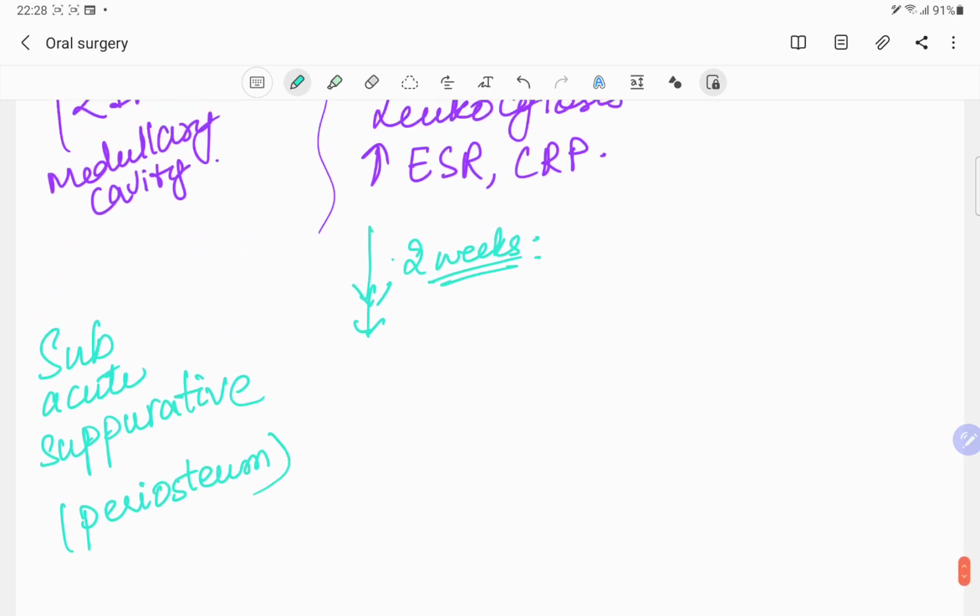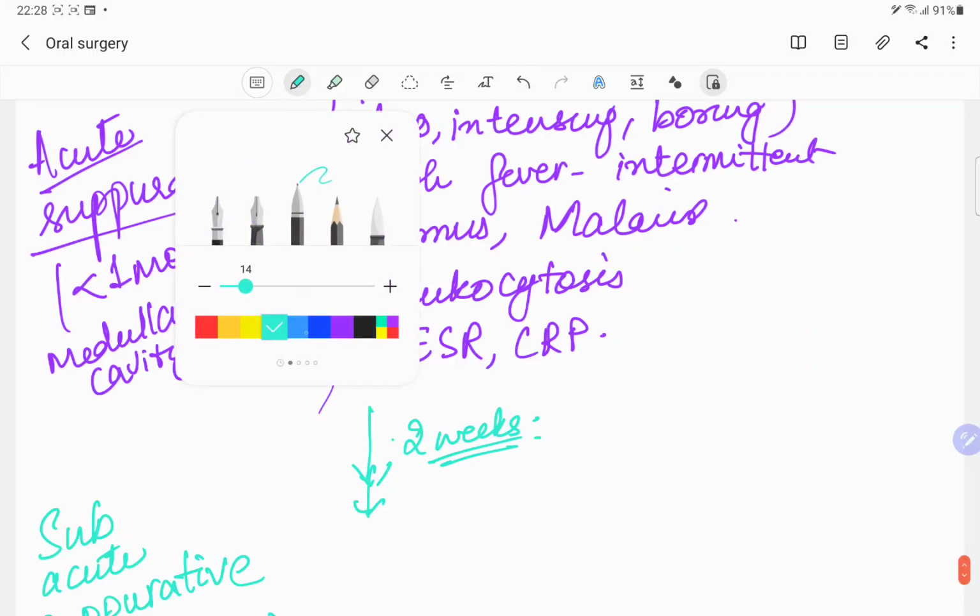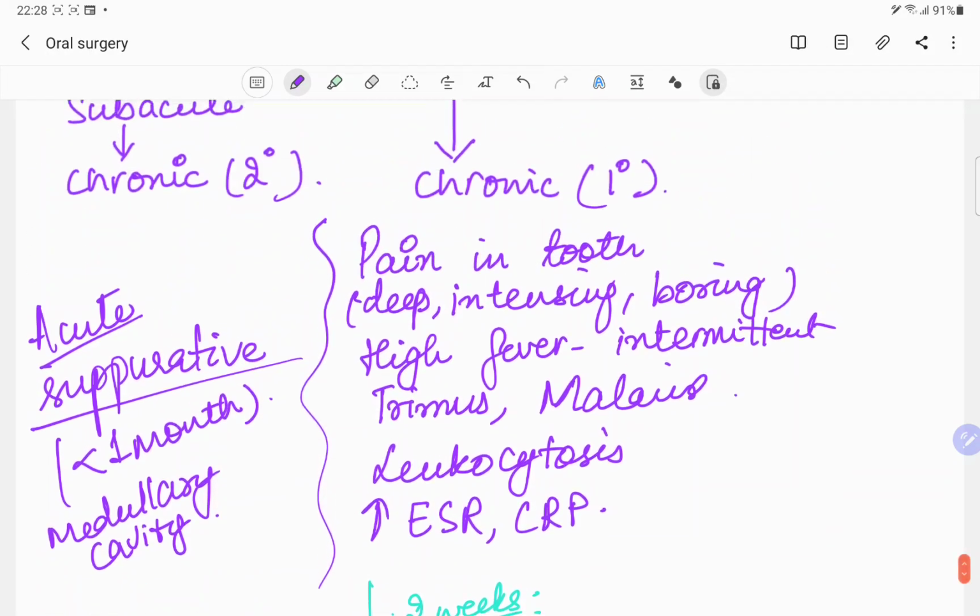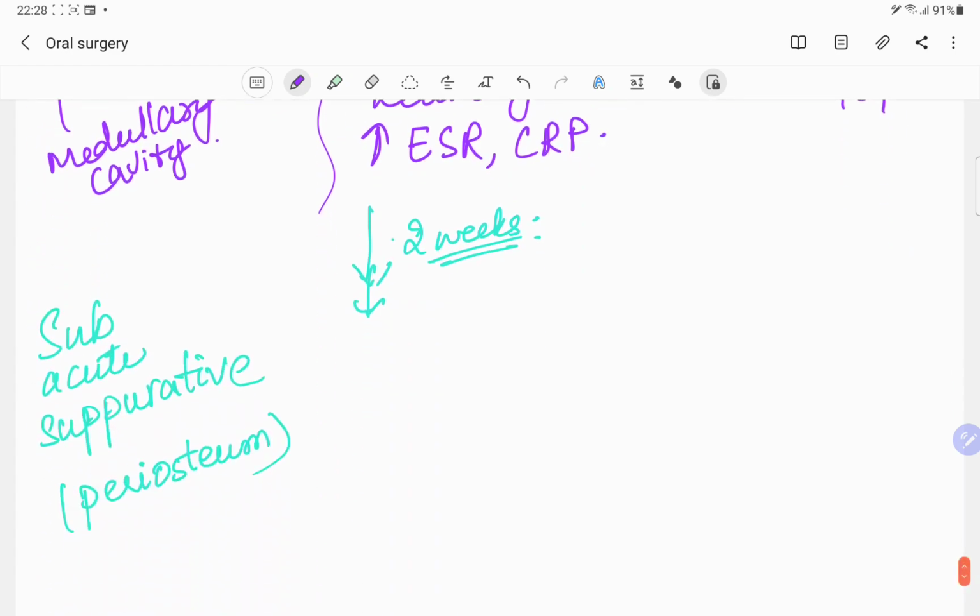That means from the inside, if you look at the acute suppurative phase, the infection is in the medullary cavity. Right. Now in case of subacute suppurative, you will find that the infection is spreading into the periosteum of the bone, right?